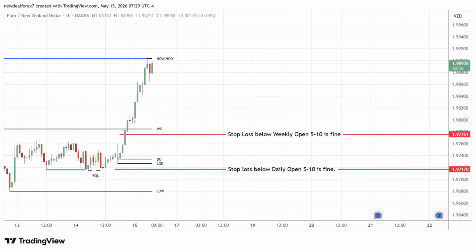So if price breaks above the weekly open, let's say right here, you place your stop loss 5 to 10 pips. You may want to do more, it's up to you. But you're expecting that once it crosses this weekly open barrier, it stays above it. So, could have got an entry there, stop loss goes down here. Same thing for the day. This is the daily open right here. Once the price goes above the daily open, your stop loss can go 5 to 10 pips below the daily open, right? So that's that.